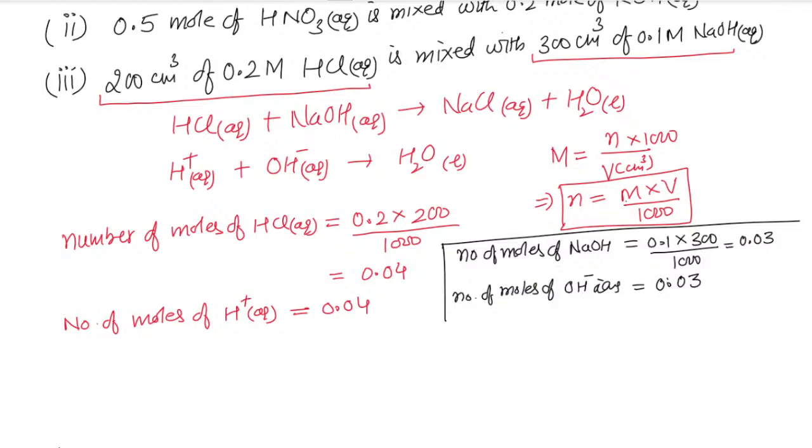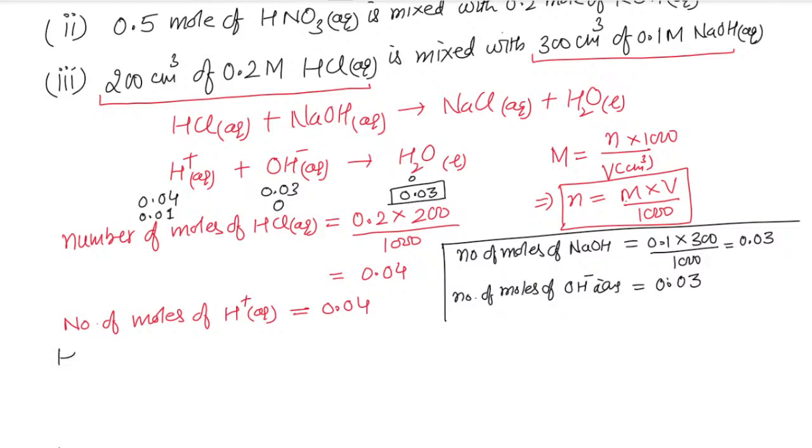Now I think you can calculate. See, H plus 0.04, OH negative 0.03. So that means OH negative ions is the limiting reagent, H plus ion remains unreacted, and it becomes 0. So we get 0.03.